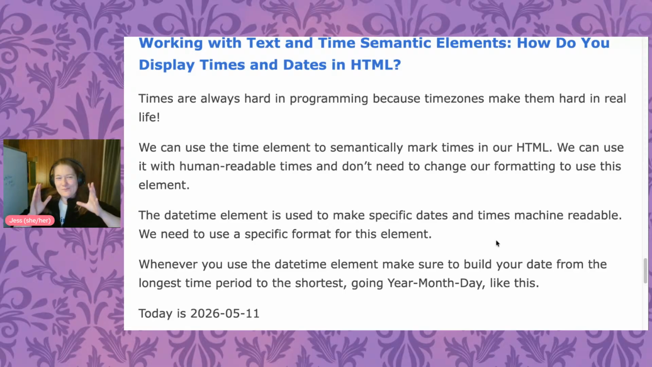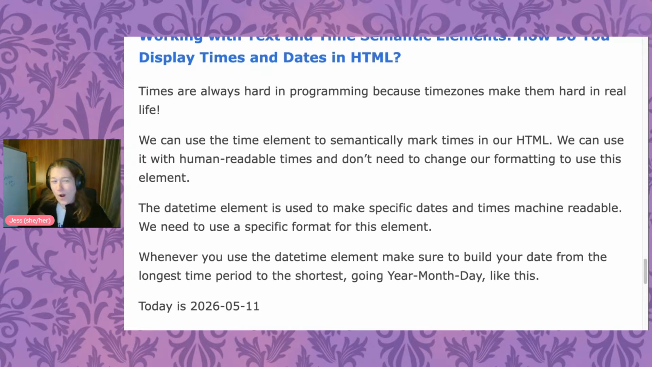Okay, so if I'm saying on my website, our tea party will be at 4 p.m. on Tuesday, I can wrap that in a time element, just like how it is, and everything's fine. But if I want it to be wildly more specific, I want to say, hey, I want to see a date time element. And that's going to be to mark specific dates and times in a way that's machine readable.